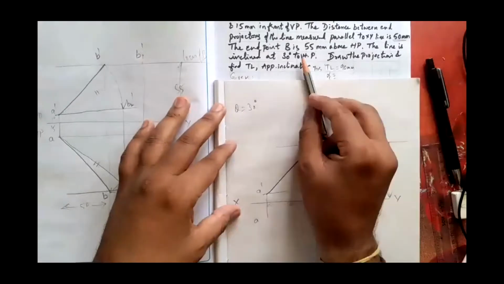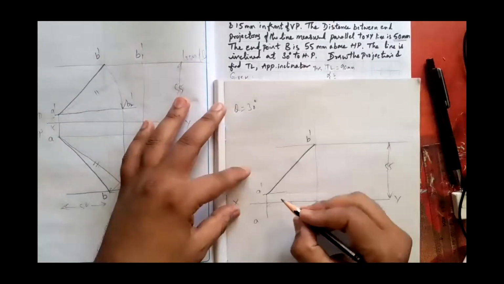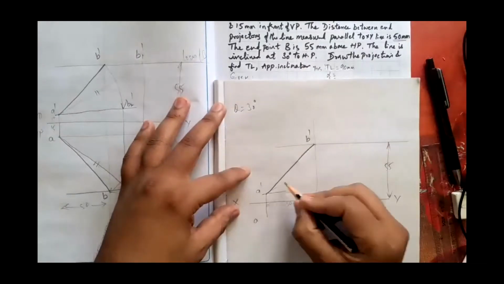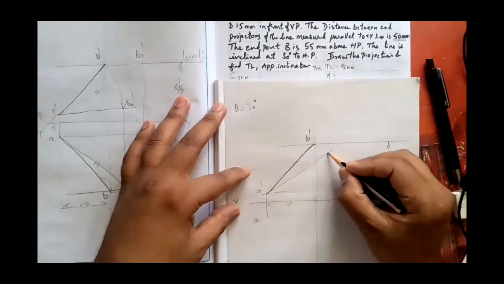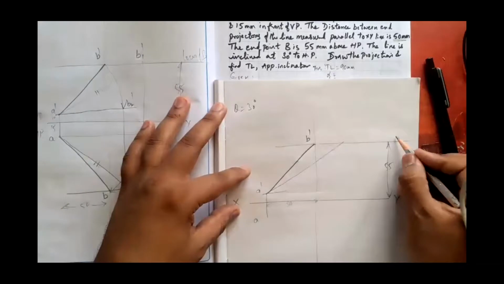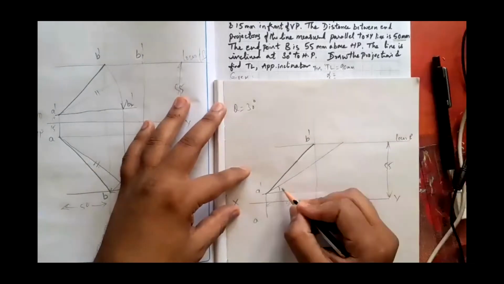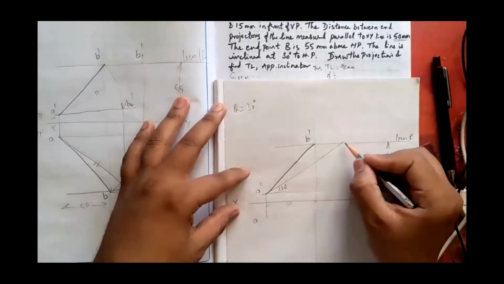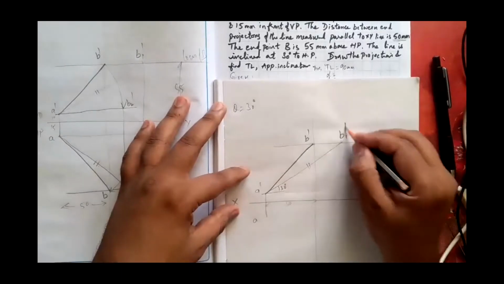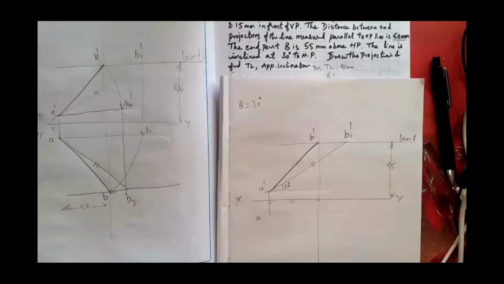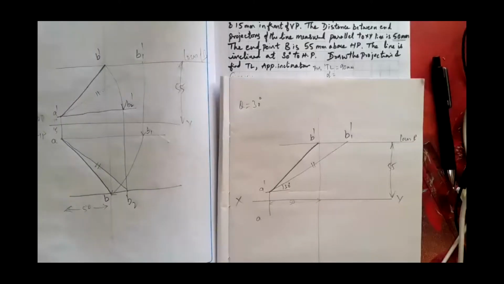I'll draw a line. I don't know where it ends. Continuously, I'm going to draw a line. It ends somewhere here because this is the locus of B. At an angle of 30 degree, keep on drawing a line. Where it meets this line, that is the end. That is the true length position B1. Till here, are you aware of it? Yes, sir. Okay.